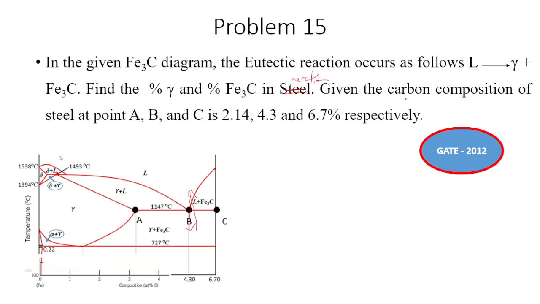The composition is also given at the 3 points A, B, and C. Since this is not proper in the diagram, I have given it here itself. The first point A is at 2.14, the second point B is at 4.3, and the third is obviously at 6.7%. So with this data, can we determine the value of gamma and Fe3C? And how do we do this?